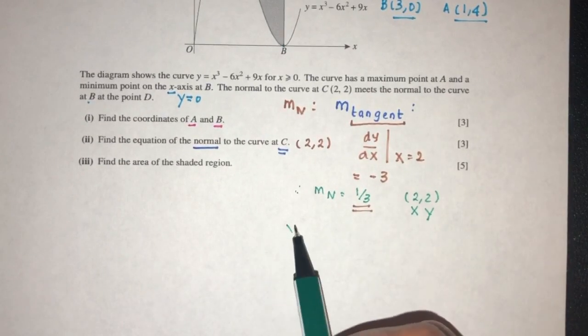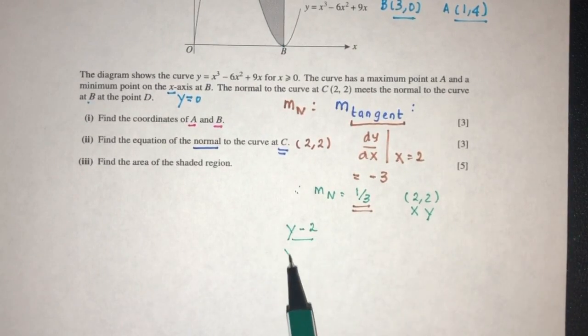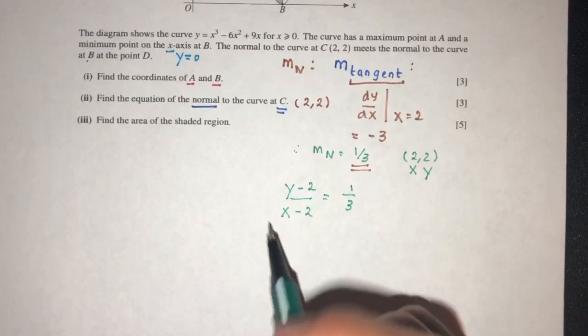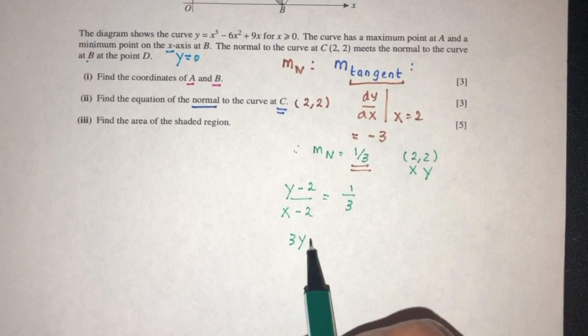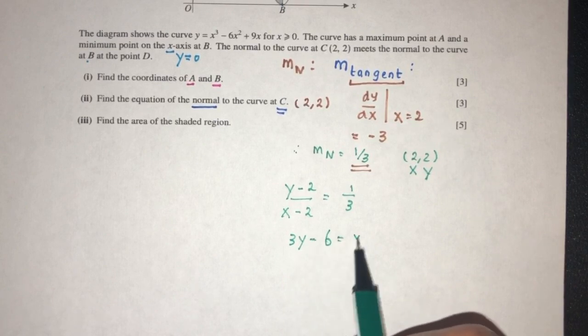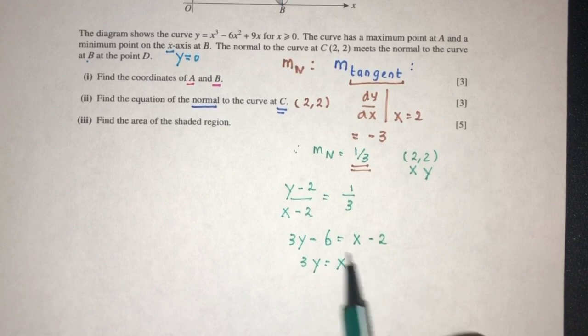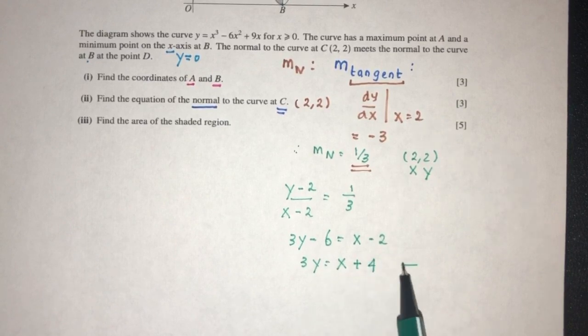So (y minus 2) over (x minus 2) has to be 1/3. Cross multiply, you will have 3y minus 6 equals x minus 2. So 3y will be x minus 2 plus 6, which is x plus 4. So this is your equation of the normal at the point C.